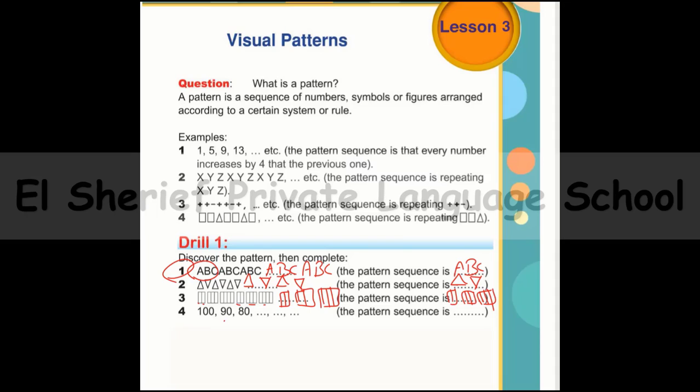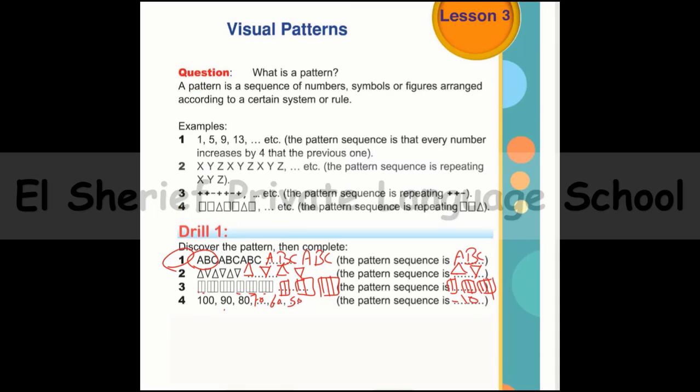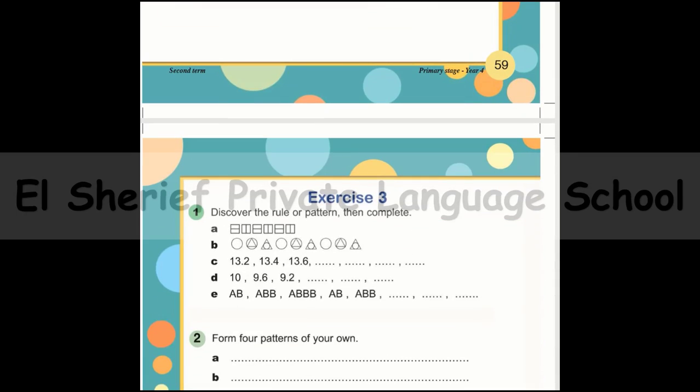100, 90, 80, so 70. We decrease by 10: 70, 60, 50 and so on. So the pattern sequence is negative 10. We subtract 10 and so on. So first discover the pattern, then complete by the same.